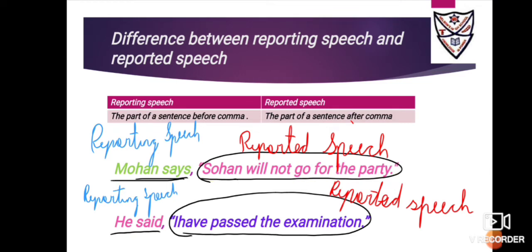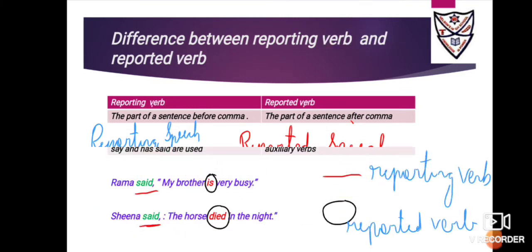Okay, same is the case down here. He said, I have passed the examination. Okay, so the part before the comma, that is he said, is the reporting speech, and the part after the comma, that is I have passed the examination, is the reported speech. So I hope you understood the difference between the reporting speech and the reported speech. The part before the comma is called reporting speech, and the part after the comma is called the reported speech.